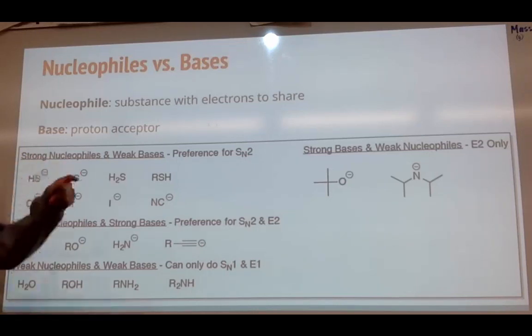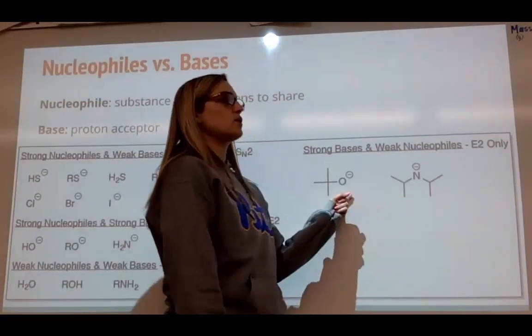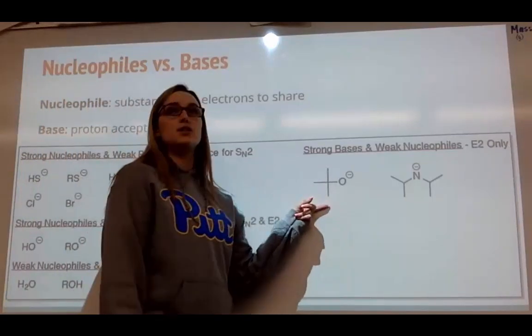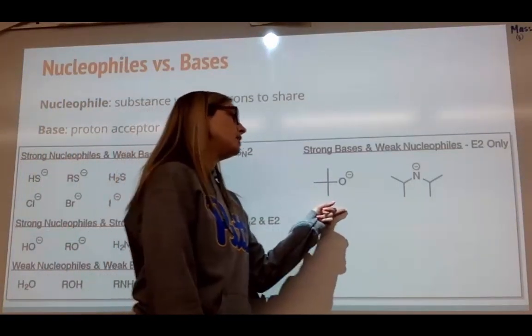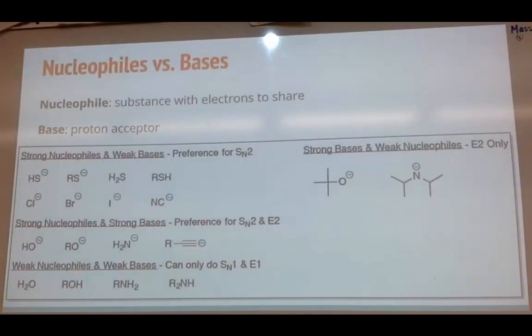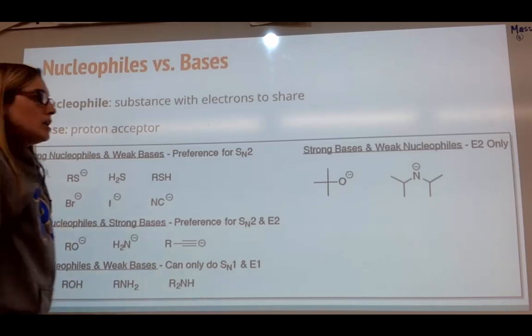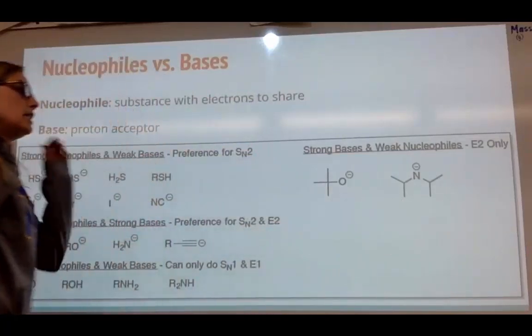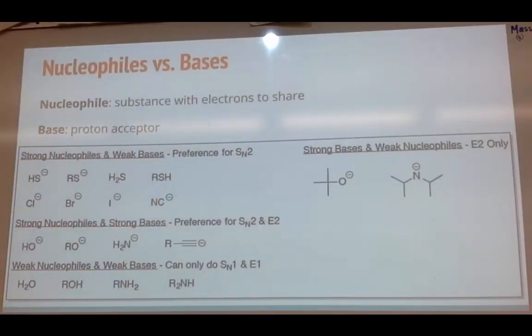And then up here we have strong bases that are weak nucleophiles. So these are those strong non-nucleophilic bases. So this is tert butoxide. So when we see potassium tert butoxide, usually potassium tert butoxide is going to be the most common. This is diethylamine, that we might see. But strong bases and weak nucleophiles, those are your strong non-nucleophilic bases. That will only be E2.